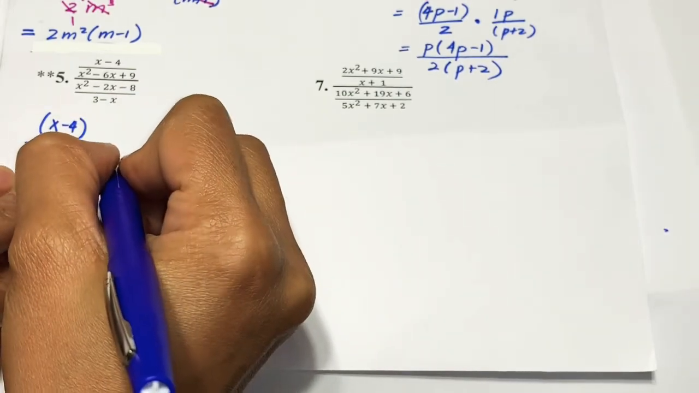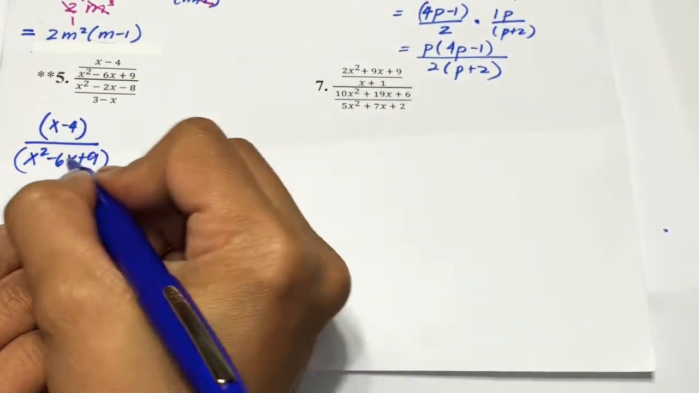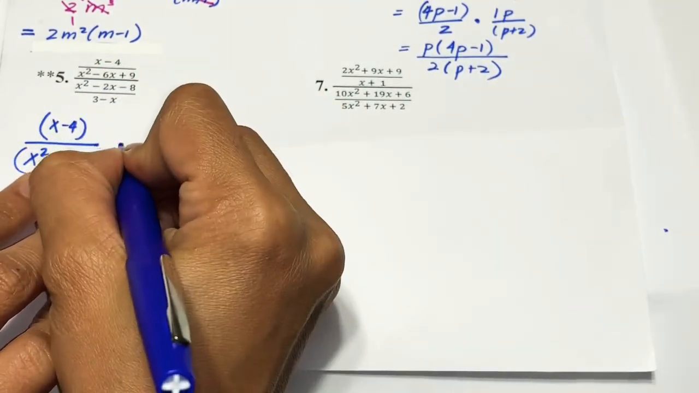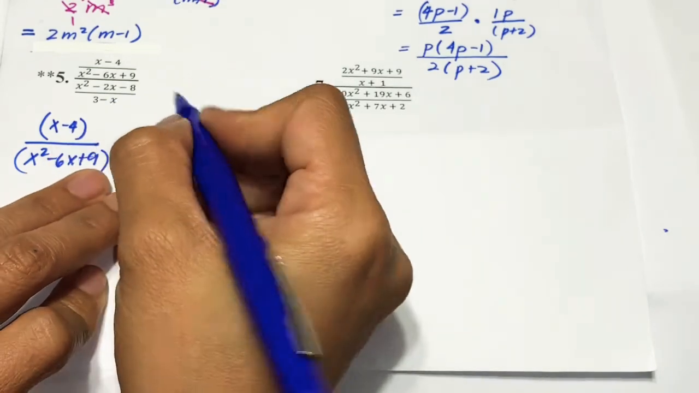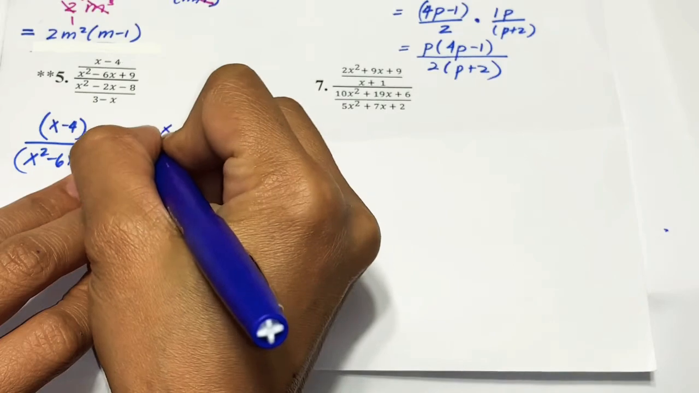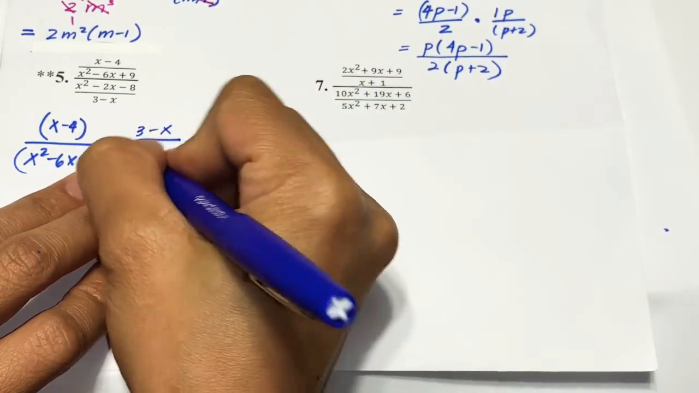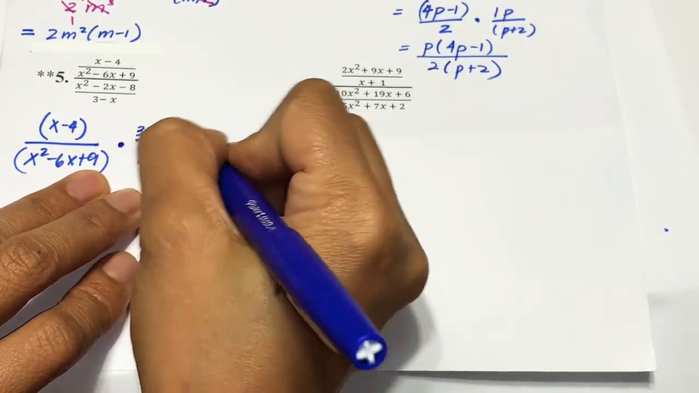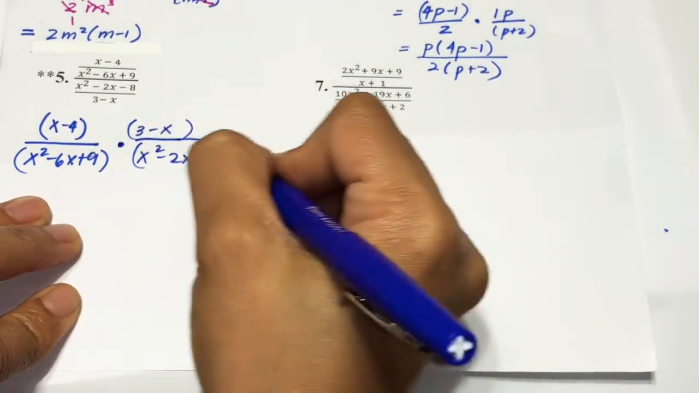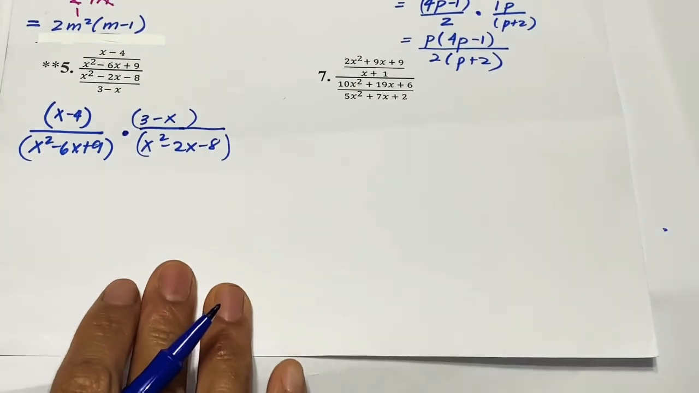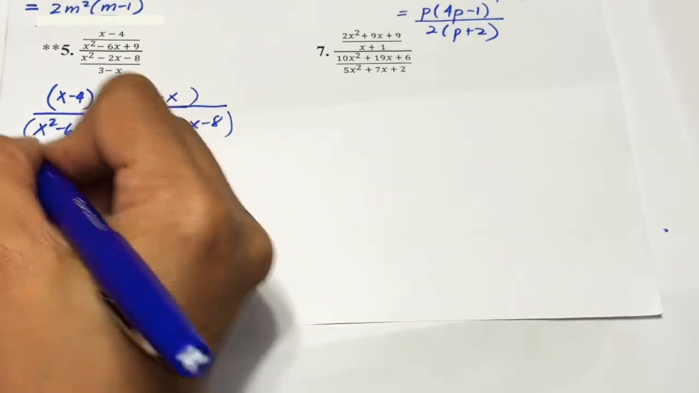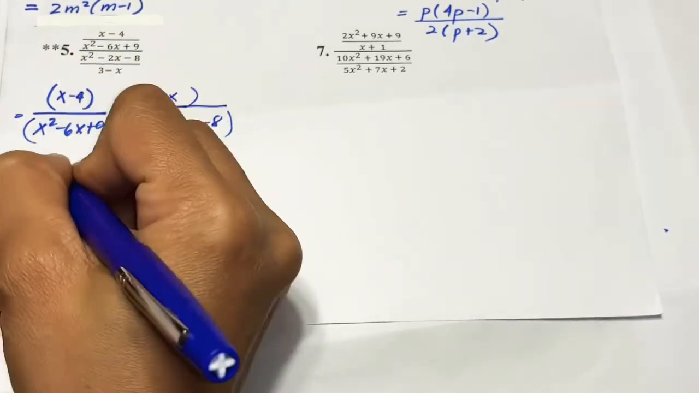Trinomial, you can put in parentheses if you want also. But that means we have to factor that. Instead of divide, we're going to change it to multiply by its reciprocal. That's going to be 3 minus x first in the numerator, and then x squared minus 2x minus 8 in the denominator. So again, put in parentheses. Okay, next is to factor, because if you have binomials and trinomials, factor them.